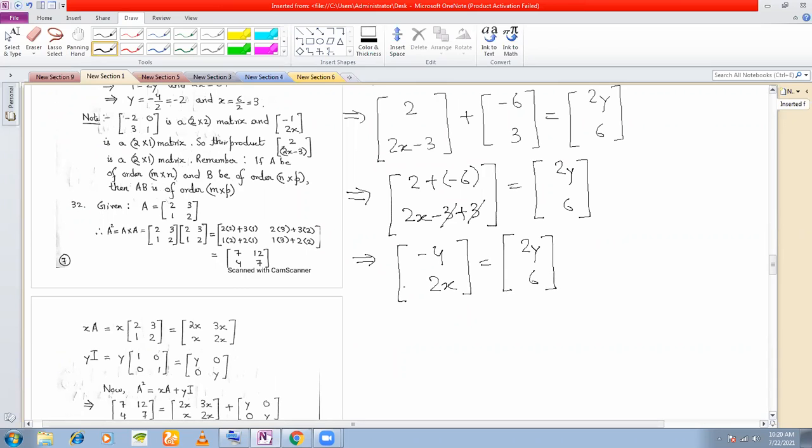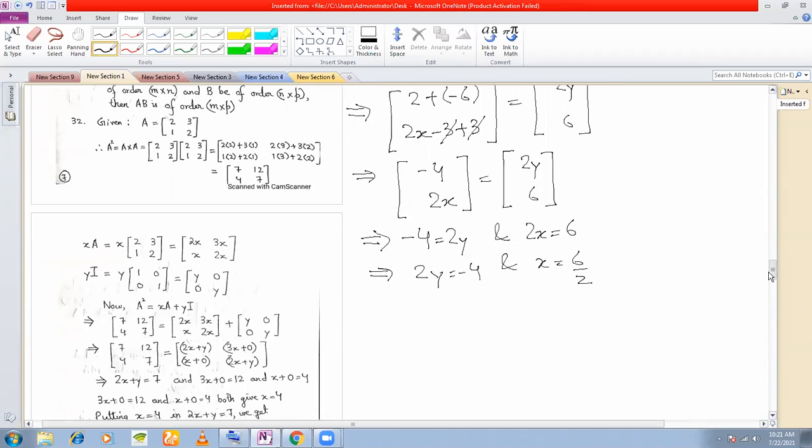So now these two matrices, same order, they are equal. Corresponding elements must be equal. That means minus 4 must be equal to 2y, and 2x must be equal to 6. That means you have 2y is equal to minus 4, and x is equal to 6 by 2. That means you get y is equal to minus 2, and x is equal to 3. And that is your solution. Right? That is what you have to find out, the value of x and y.